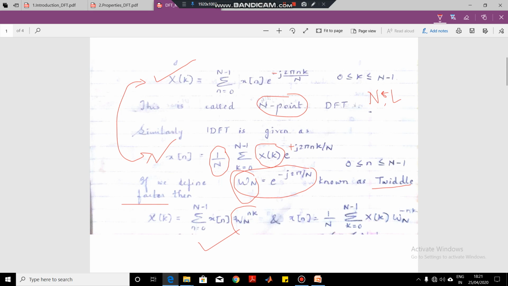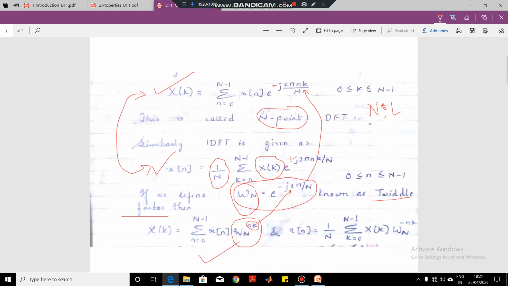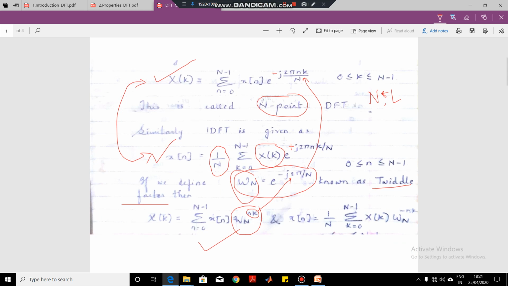So remember how this equation is written. WN nk. In the subscript we are writing capital N, so this is e raised to minus j 2 pi by N, and in the superscript we are writing nk, small n and k. So when you add nk here, it becomes e raised to minus j 2 pi nk upon N, which is the same. Okay, so instead of writing this, we just write WN nk.